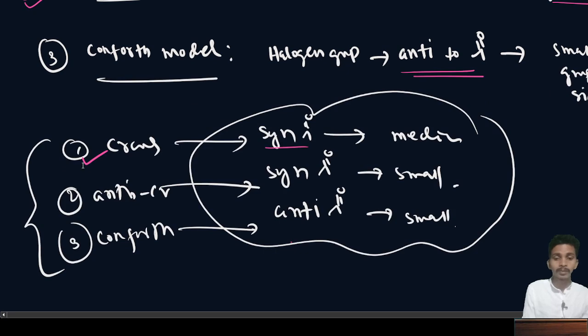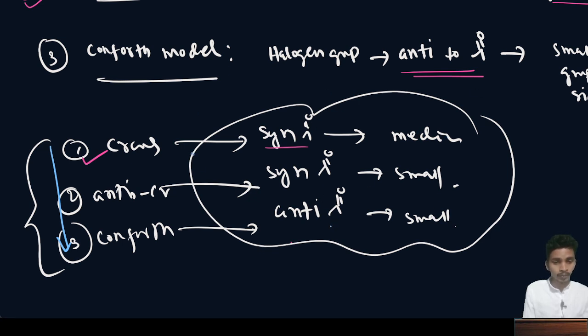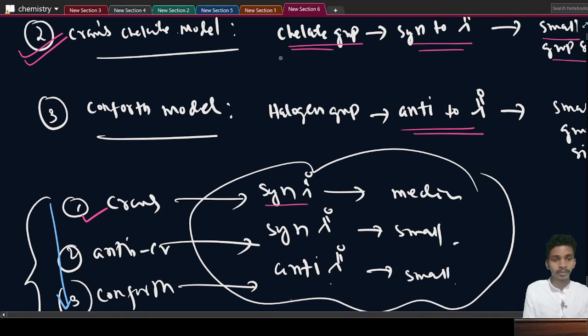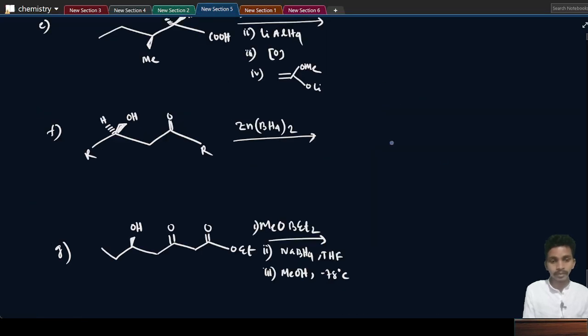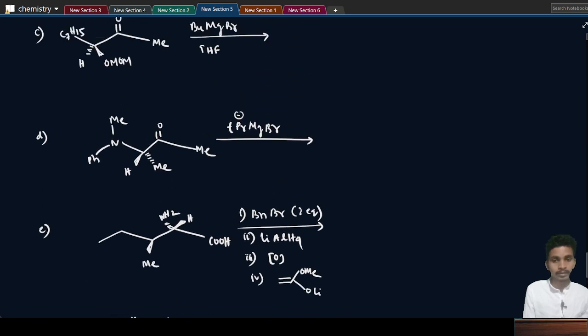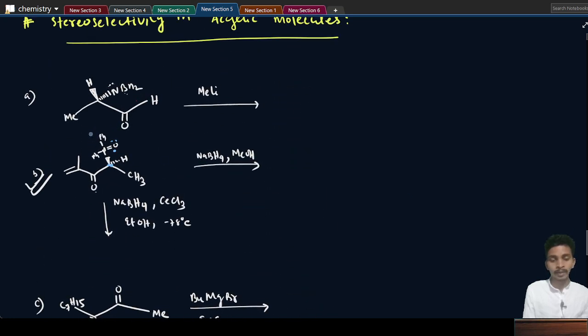So we can remember this by Cram's, anti-Cram's and Comfort in order: syn, anti, anti, and medium, small, small. Okay, so we will use this to solve the problems. We were discussing the problems, and now we will solve from past questions.